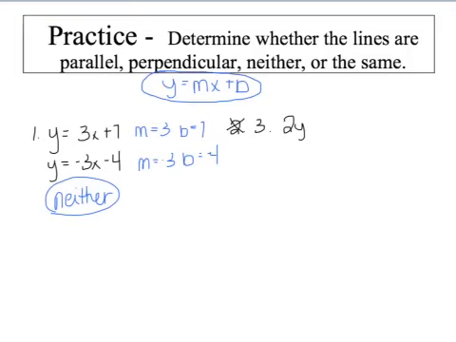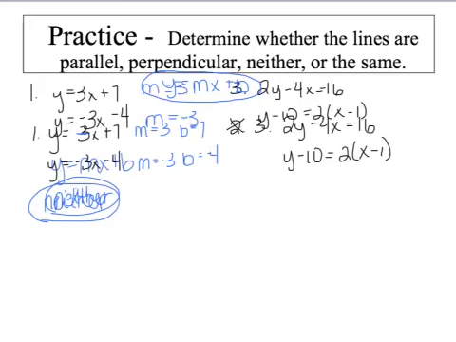We have one line, 2y minus 4x equals 16, and the second line, y minus 10 equals 2 times the quantity x minus 1. Again, go ahead and solve both of those lines for y.